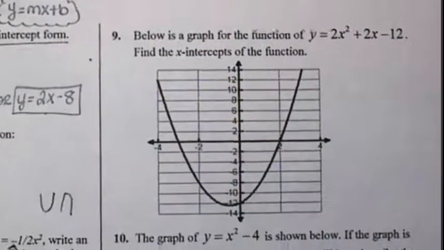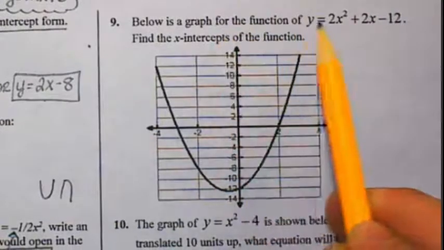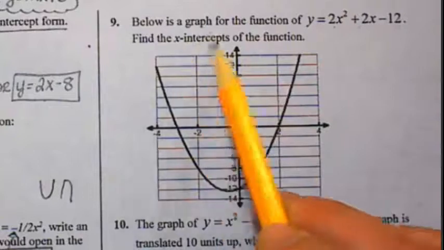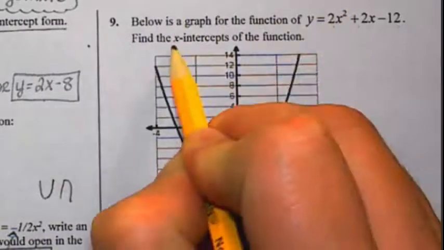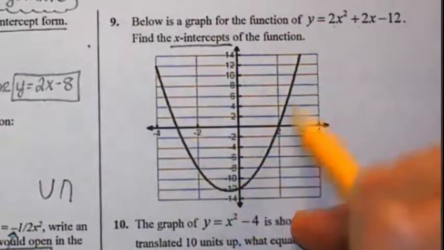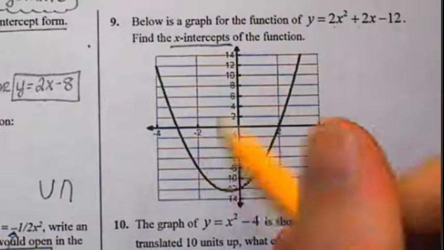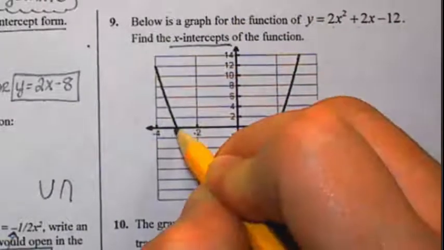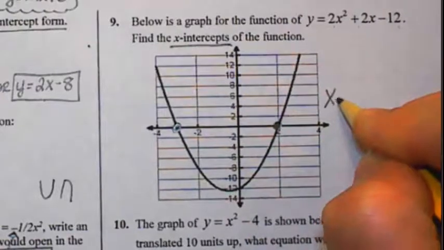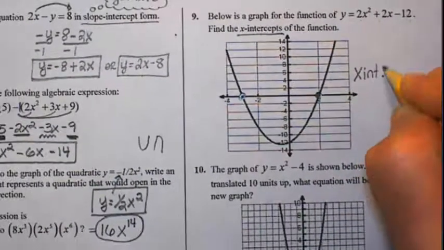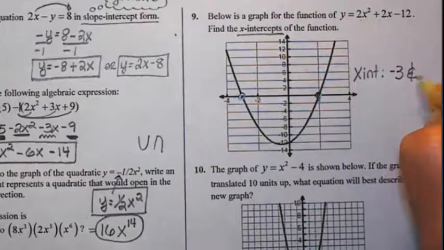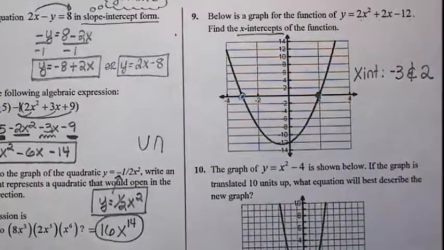Alright, question number 9 says, below is a graph for the function y equals 2x squared plus 2x minus 12. Find the x-intercept of the function. Keyword is x-intercept. If you notice, the problem gives us the graph, so we don't have to worry about putting this in the calculator. We can see the two x-intercepts. So the x-intercepts here would be -3 and +2.